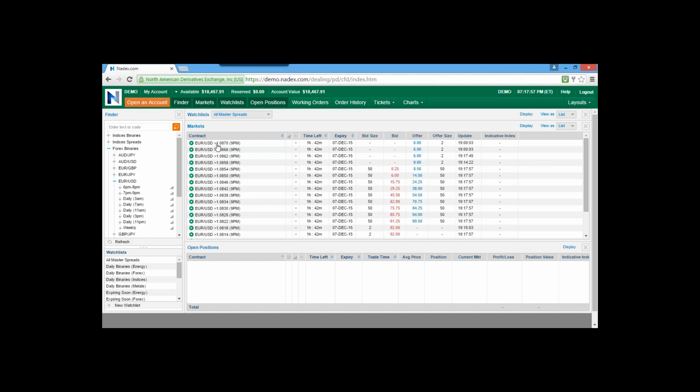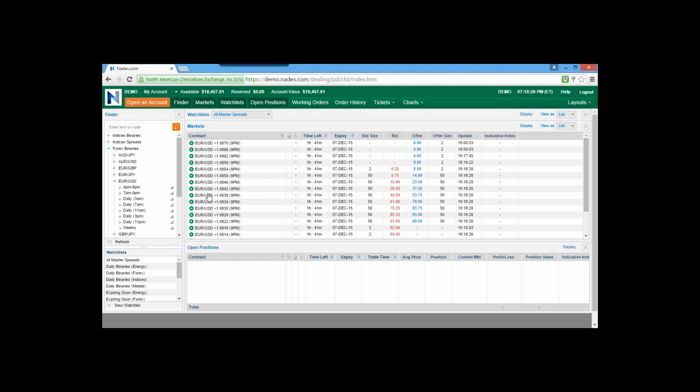Well, you see right here, see this list here? And see these different strike prices, 1.0814. These prices right here are called strikes. That's the binary strike price. 0814, 0818, 0822, 26, 30, and so on. So each one of these is a different binary contract, a different binary option. All right? And let's just choose this one right here.